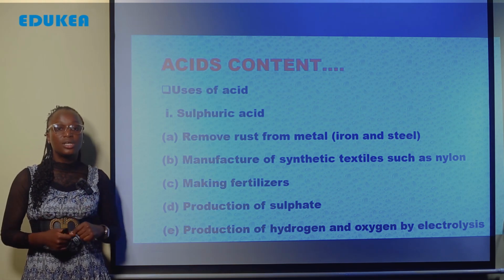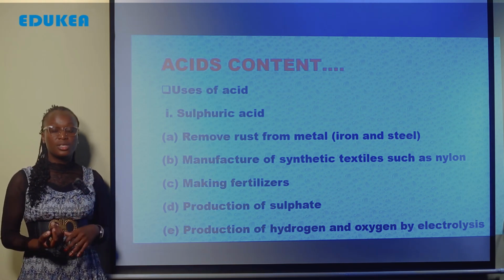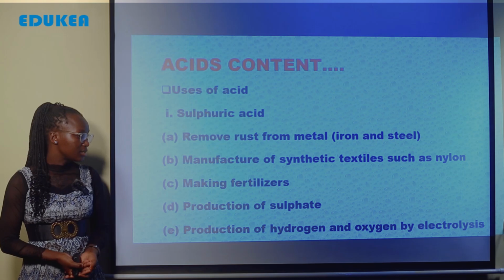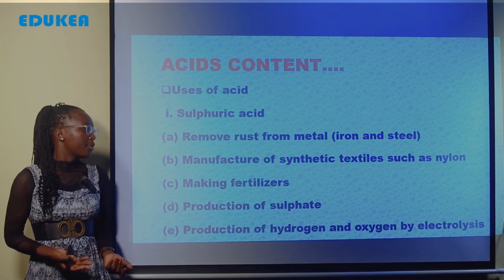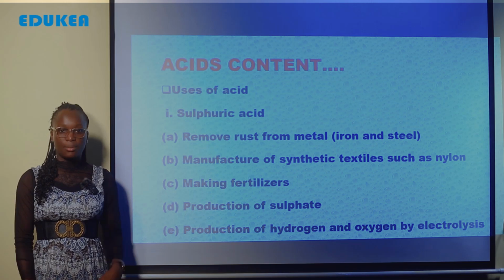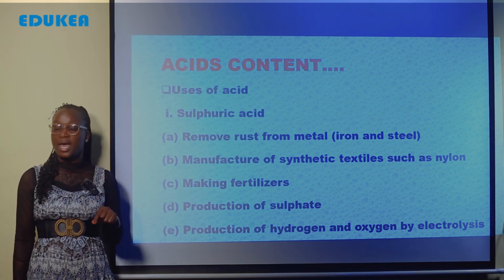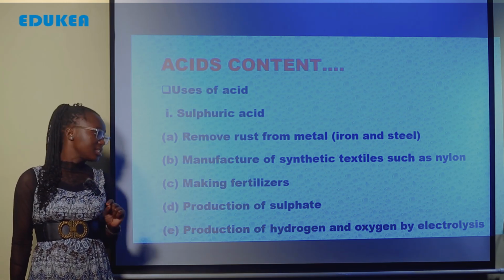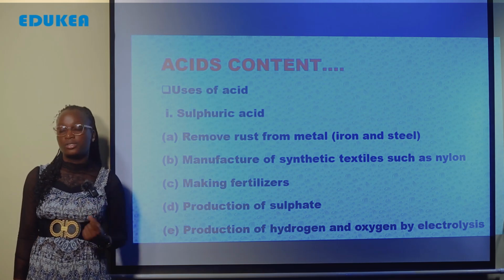Also production of hydrogen and oxygen by electrolysis. Kwa sababu sulfuric acid in the electrolysis, it helps to produce these ions of hydrogen and oxygen. So it is used in the production of hydrogen and oxygen in the electrolysis.